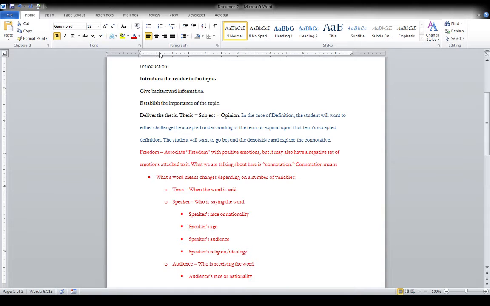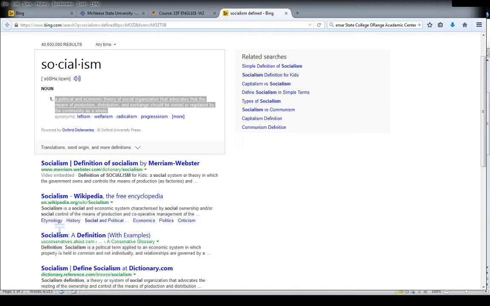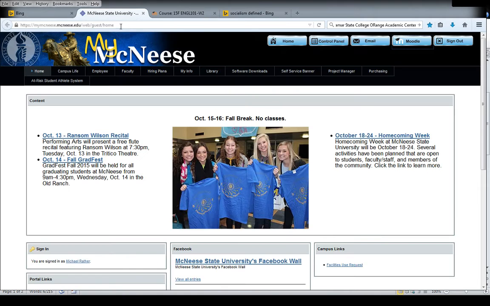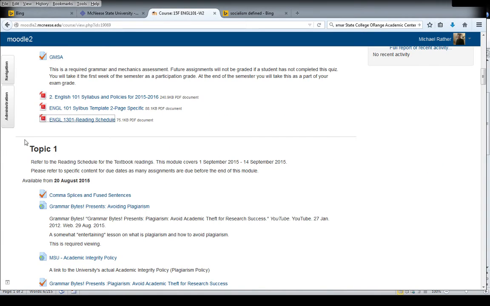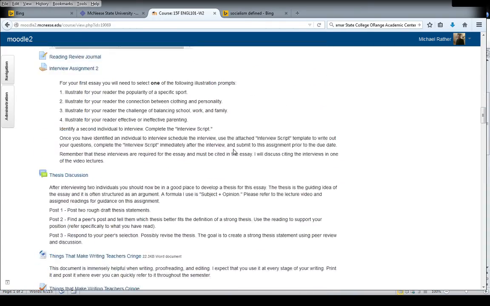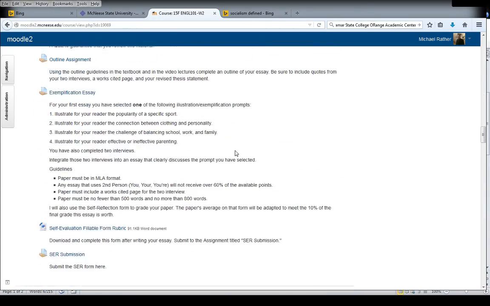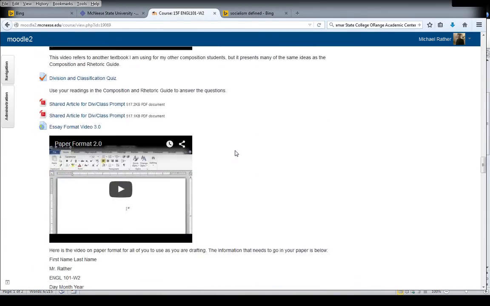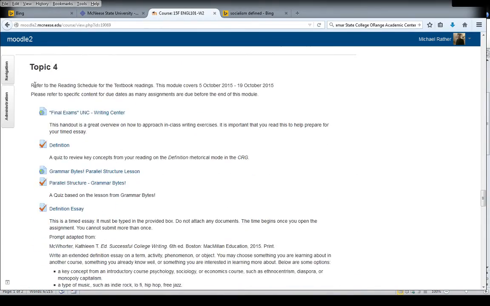So now we need to go to Moodle, and I need to show you the prompt. So this is looking at 101W2, but 101W3 is set up the same way. It applies to both of you all. And you should now be in topic four.